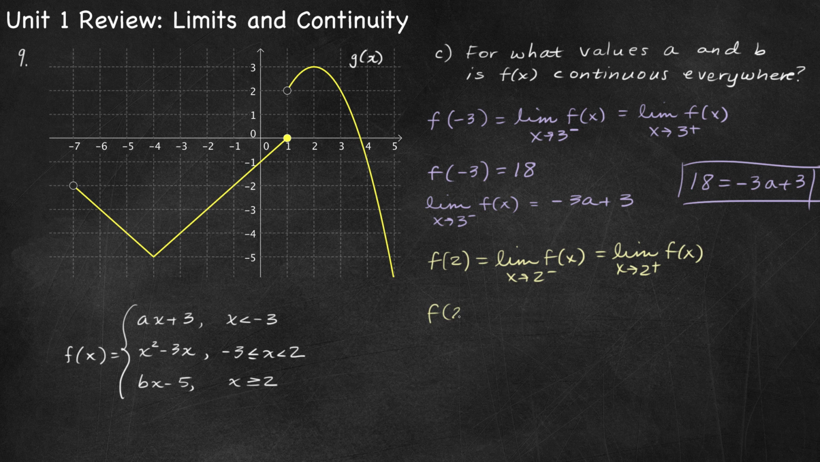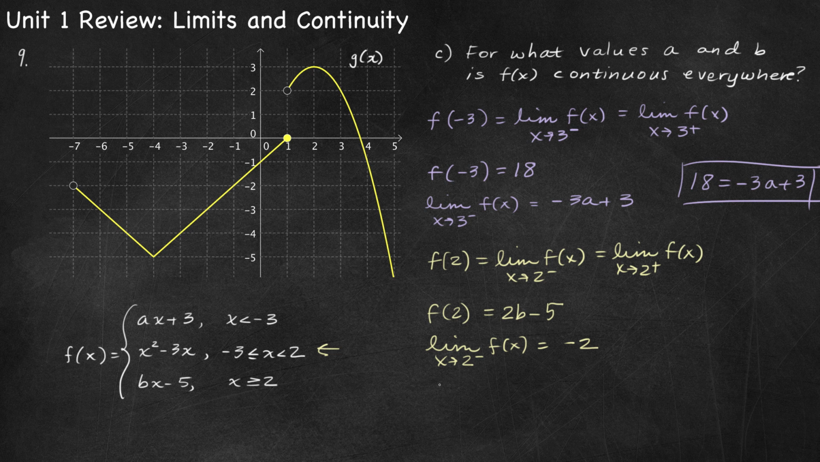So f of 2, we're looking at this bottom piece, that's where x is equal to 2, and substituting 2 in for x gives us 2b minus 5. And then our limit as we approach 2 from the left-hand side, we're in this middle piece, and substituting 2 in for x is going to give us 4 minus 6, or -2. So we need 2b minus 5 to equal -2.